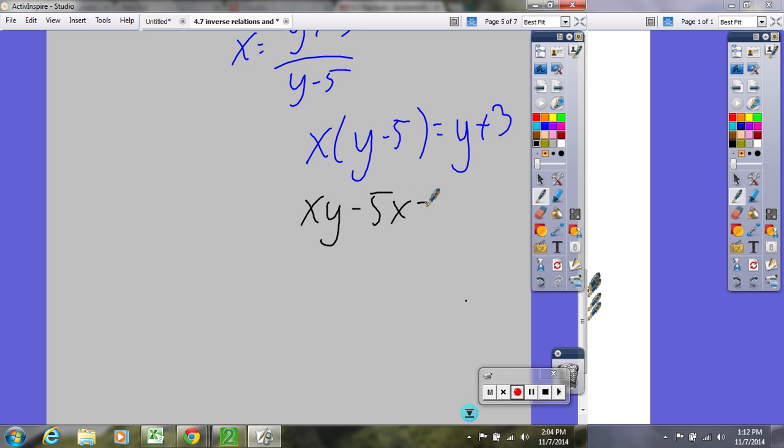Then I distribute. And then yesterday somebody said, Mr. Roberts, you just subtract out 3. I'm like, okay, I solved for y. Why? Is there still another one? How can you solve for y with y in your answer? Divide? No, I can't.